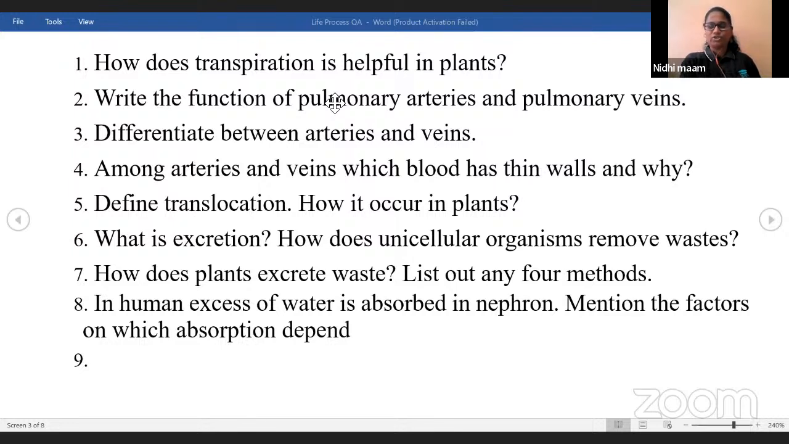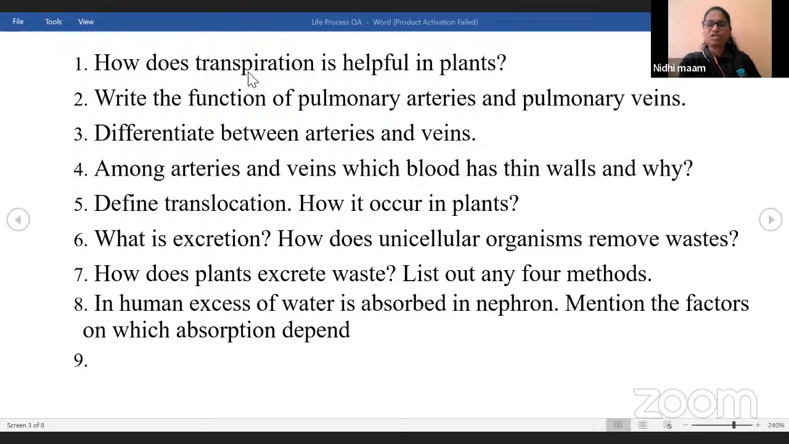How is transpiration helpful in plants? What do you mean by transpiration? The loss of water from the plants in the form of water vapors through pores called stomata. That is why we call it transpiration. So, what is the use of transpiration? When there is a loss of water from the leaves, pressure is created inside the cells so that the absorption of water takes place, which is called transpiration pull. Since transpiration pull is created, there will be an absorption of water, right?